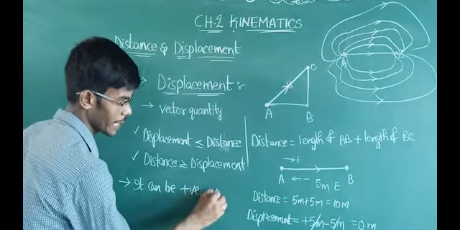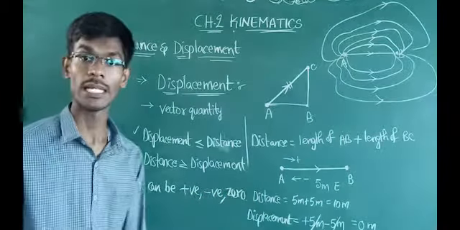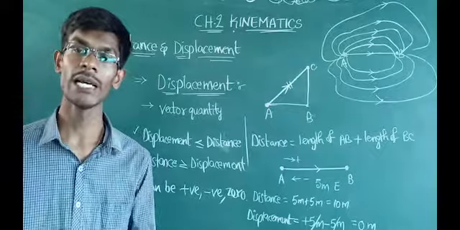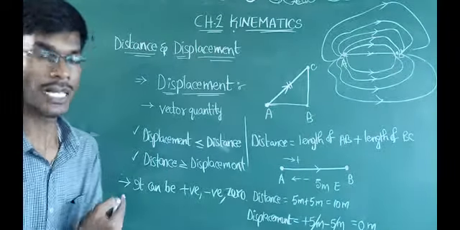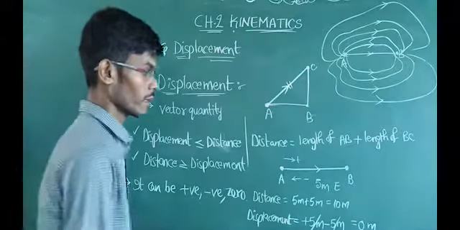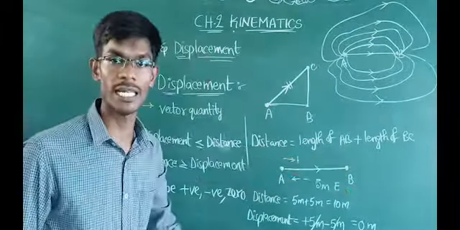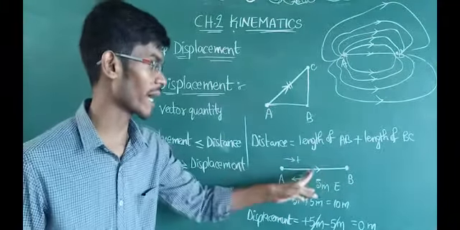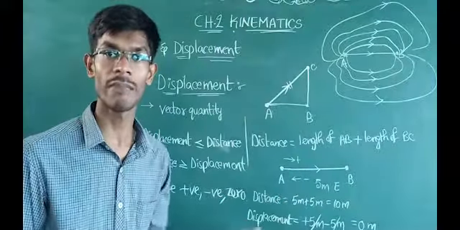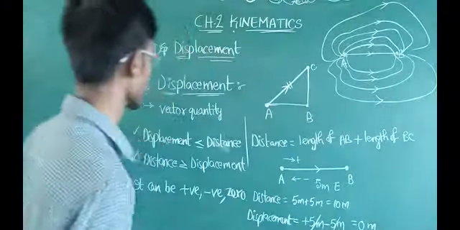Then the displacement can be positive, negative, and it can be 0 also. The displacement can be positive, negative, and it can be 0. See here, if you are moving along the straight path continuously, it will be positive displacement. Okay. Suppose you are coming back to some extent, 3 meters or 2 meters, then it will be negative displacement. That we will see here.